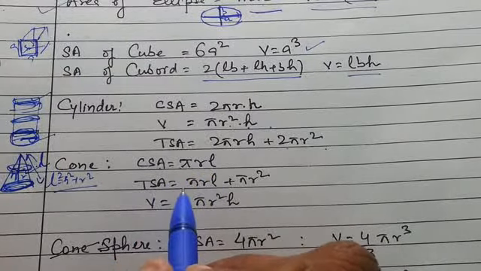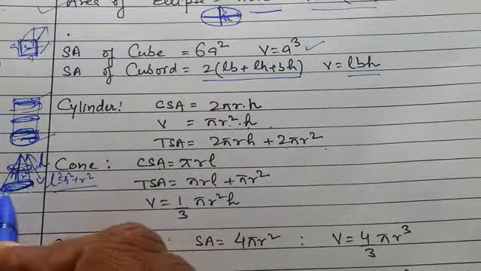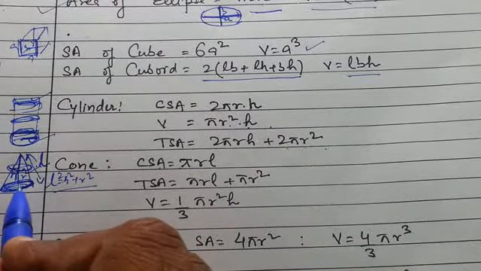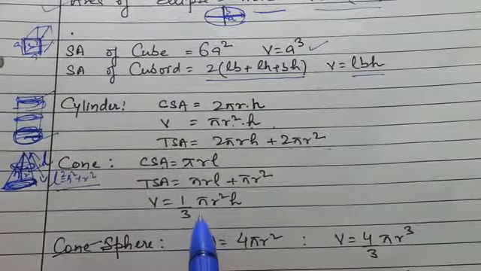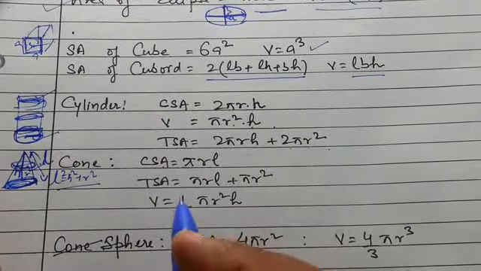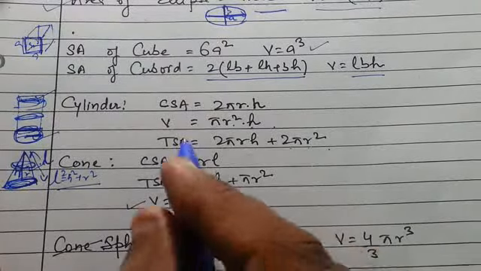And what is total surface area? Total surface area is equal to pi r L plus pi r square because we are having a circle at the bottom edge. What is volume? Volume is 1/3 of pi r square h. That is 1/3 of the volume of a cylinder.